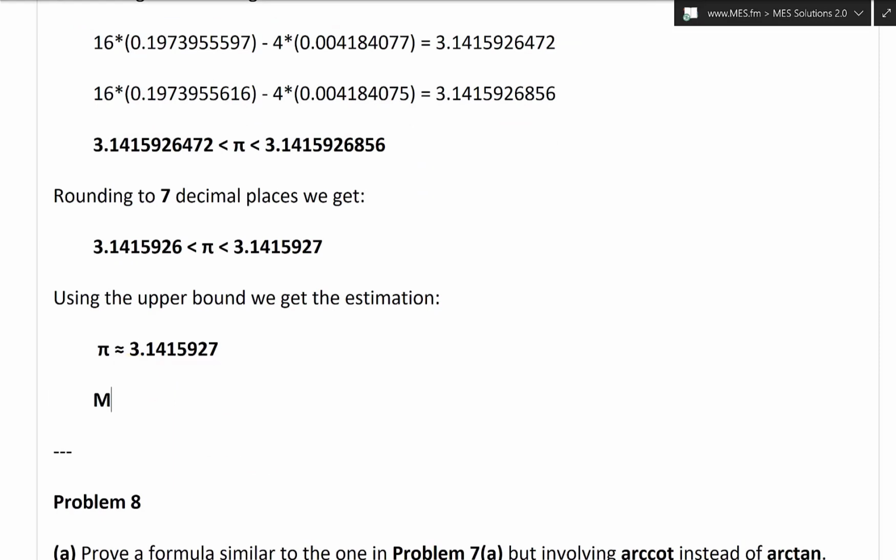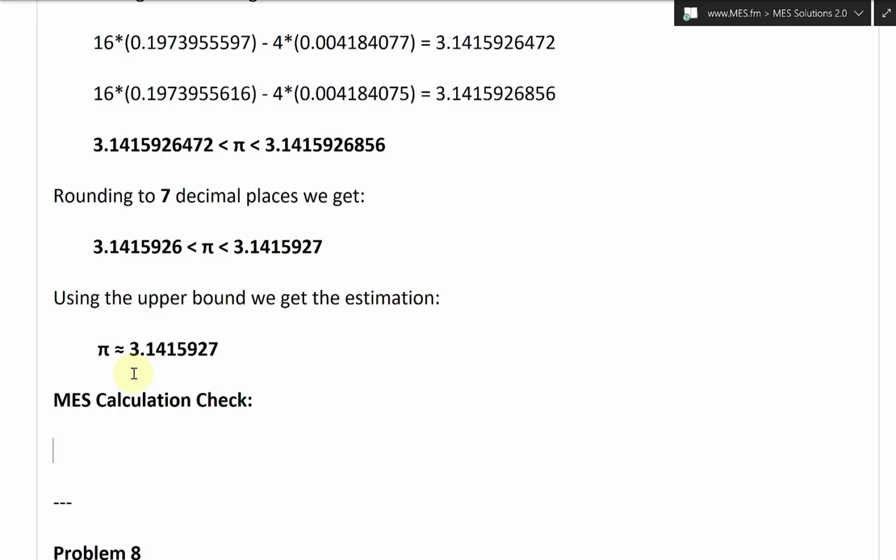So let's put it here. Calculation check. My OneNote has a built-in calculator. I could just type pi equals, and it gives the exact value, 3.14159265. So there is the rounded part up. So exactly this, we get 27. Here we have 5927. This is 59265, so rounded up to 7. So that is correct.